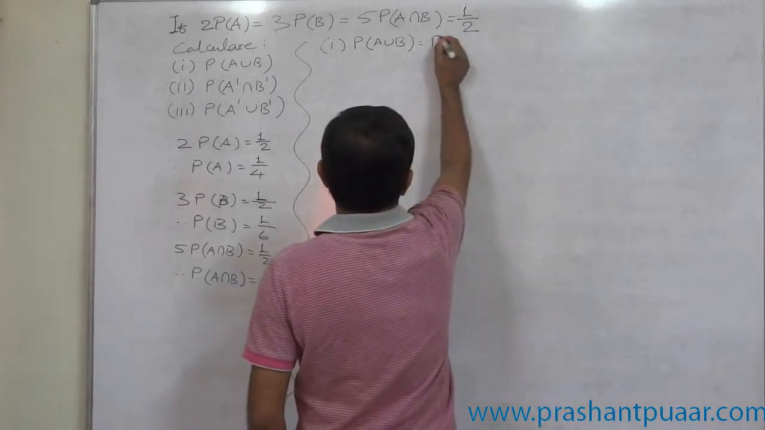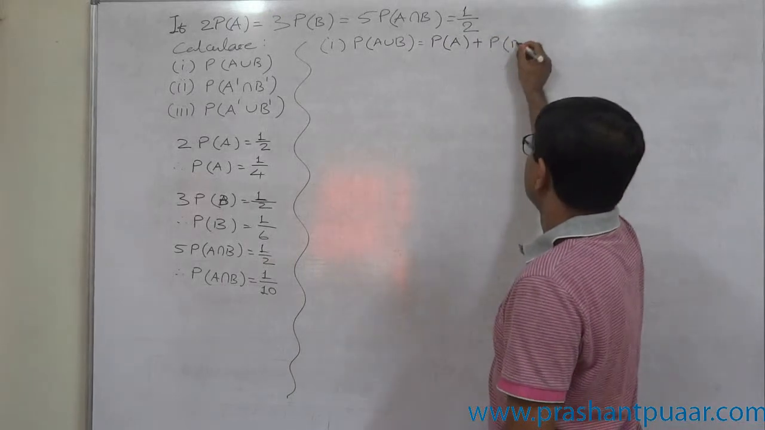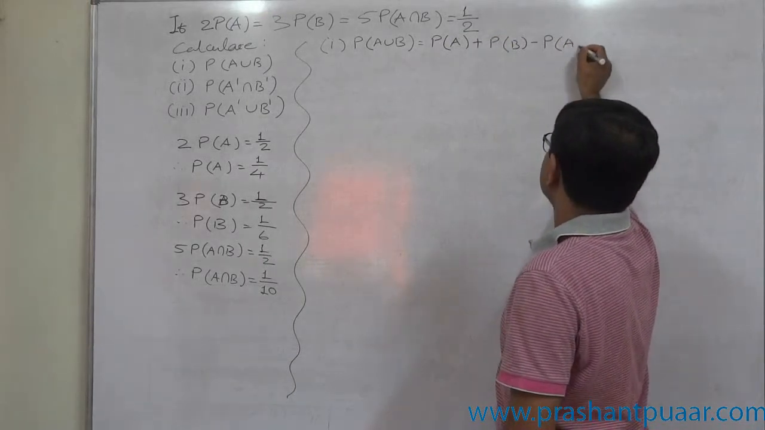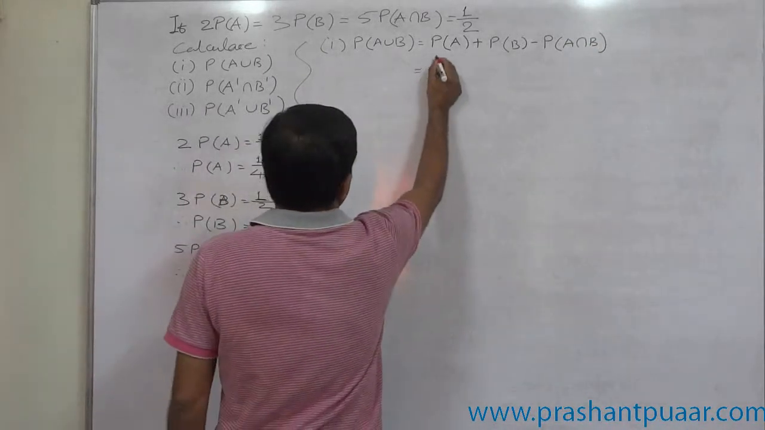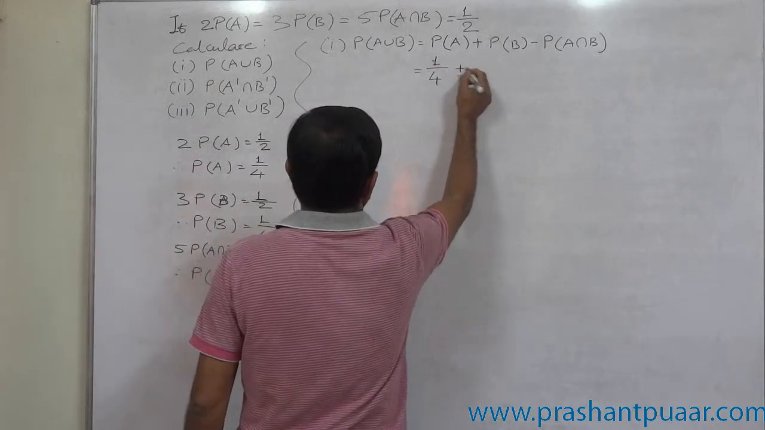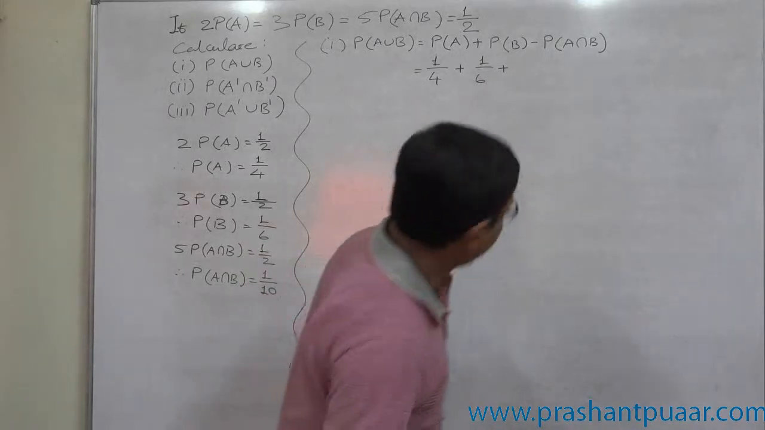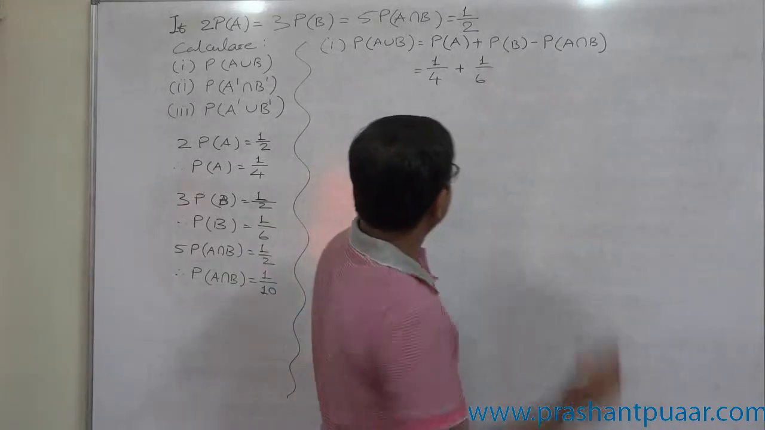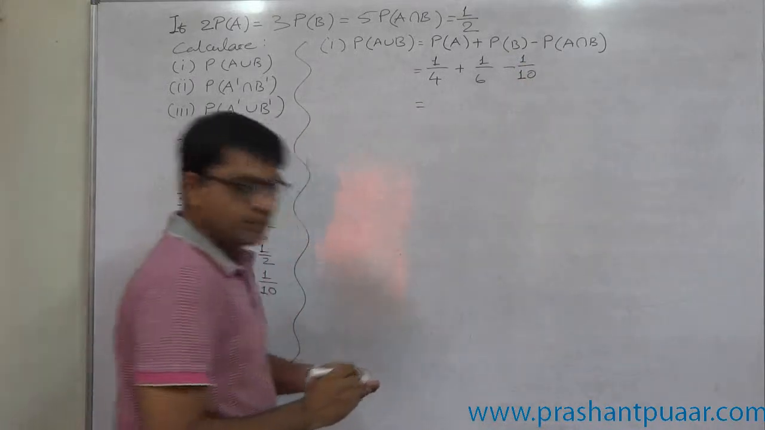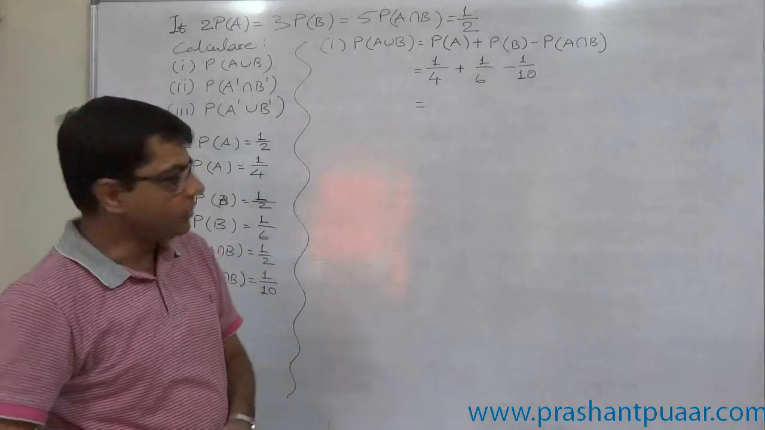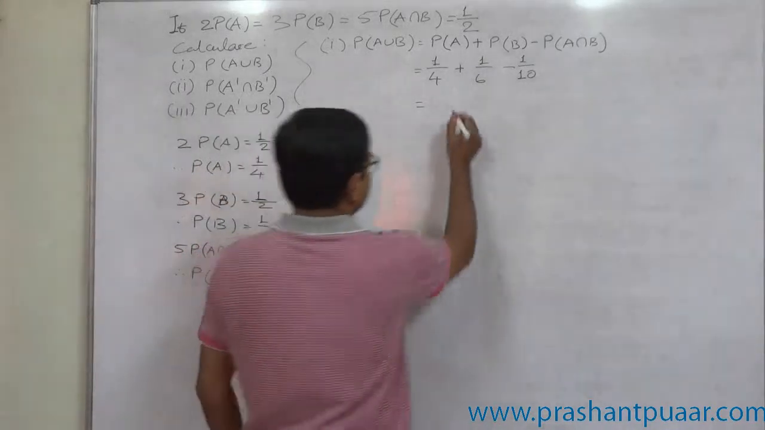The formula is P(A∪B) equals P(A) plus P(B) minus P(A∩B). And the values are 1/4 plus 1/6, sorry, not plus, minus 1/10. Now what should we take as LCM? 4, 6 and 10. We should take 60 as LCM.